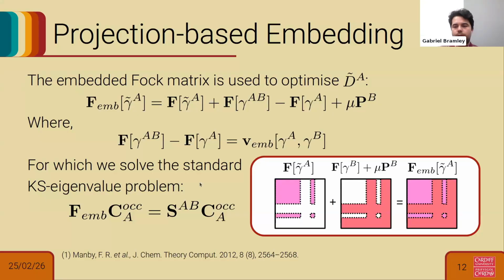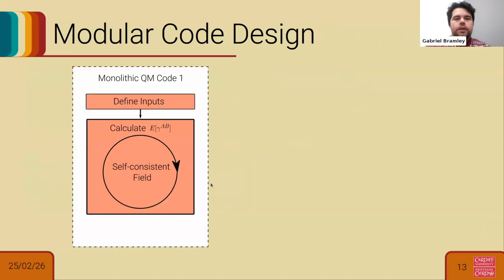And once you've put all of these terms together, you can then solve the standard Kohn-Sham eigenvalue problem with this new embedded Fock matrix to obtain the density matrix of the high-level embedded subsystem, and then just bring all your energy terms back together, and then you have your DFT in DFT, or wave function in DFT, energy.